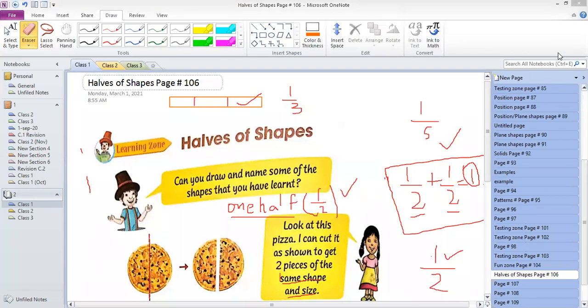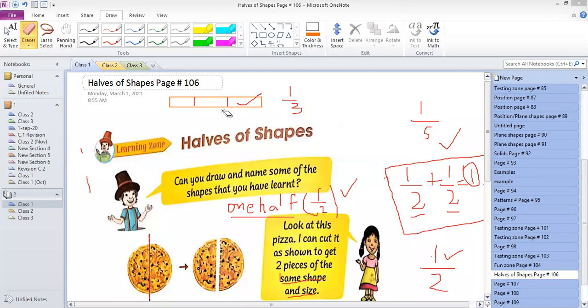So guys, halves means to divide anything into two equal parts, so that they have the same shape and same size. Like this pizza, when I divide it into two equal parts from the middle, you can say that both are the same in shape and same in size. So I can say that each part is one half. Each pizza piece is one half.